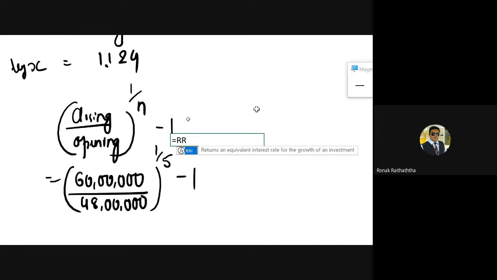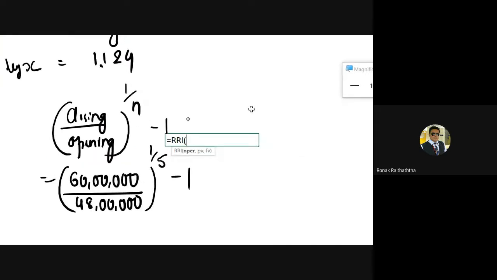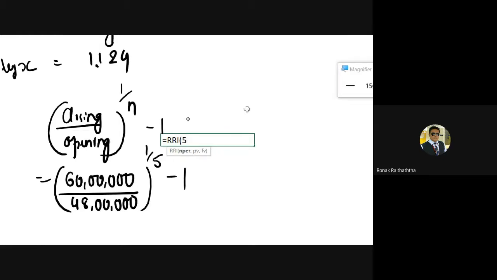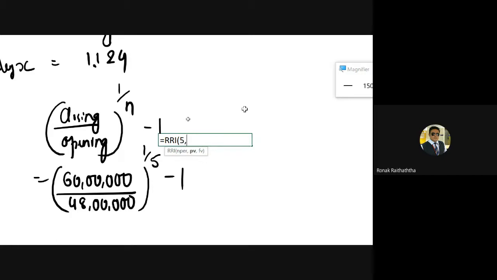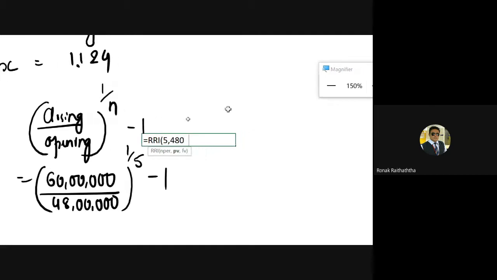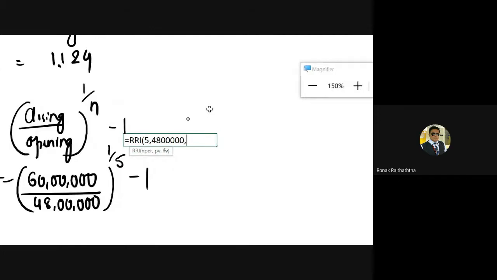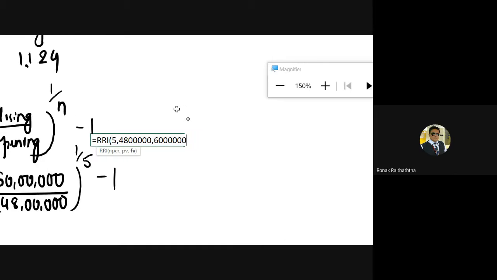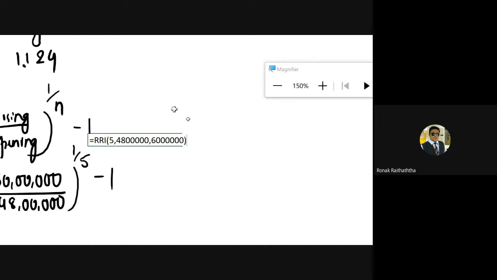So RRI in bracket, the first thing is the number of periods. So basically it's 5 years, right? So I'm writing 5 there. Comma to go to the next parameter. Then it is asking me the PV. Now PV is nothing but the amount of investment we had done, so 48 lakhs rupees, the opening value can also be taken as a PV. So 48 lakhs I'm writing there, comma, and there is FV, future value. That is the incremental value you have got now, 60 lakhs. Closing the bracket, pressing enter.